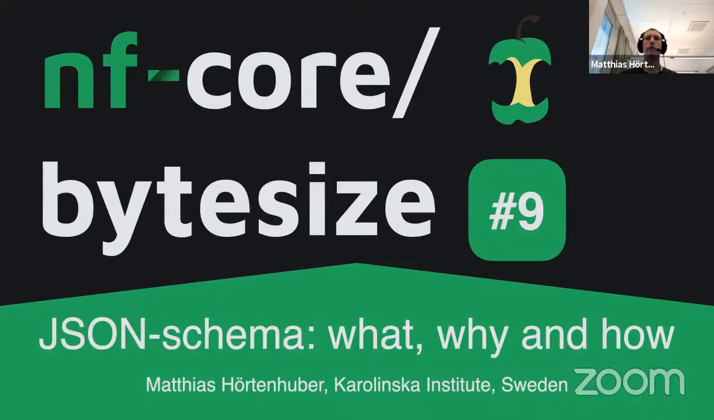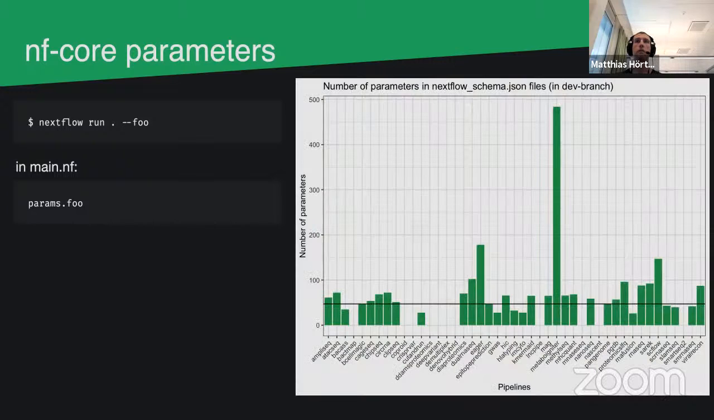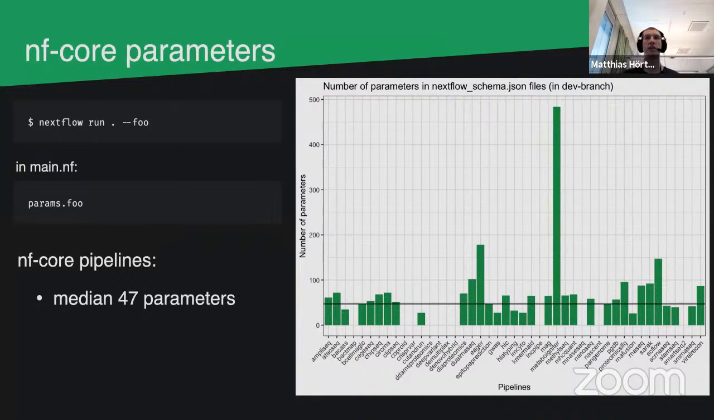So first, we need to talk about parameters. In Nextflow, you either have them on the command line with a dash in front of it, or, for example, in the main.nf, as a params.foo variable. In nf-core, when we look through all the pipelines, we have, at least what I could parse, quite a large number of different parameters. It's an average of 47, but as you can see, it goes up to 470.